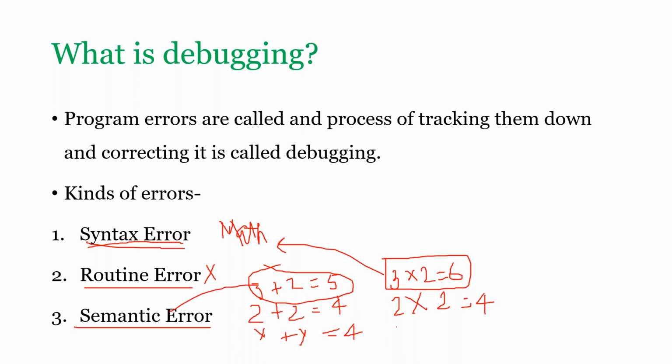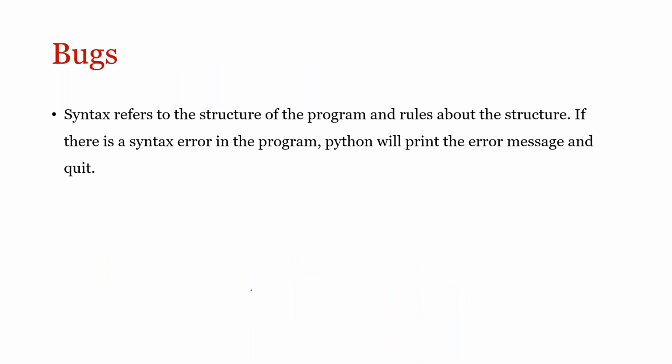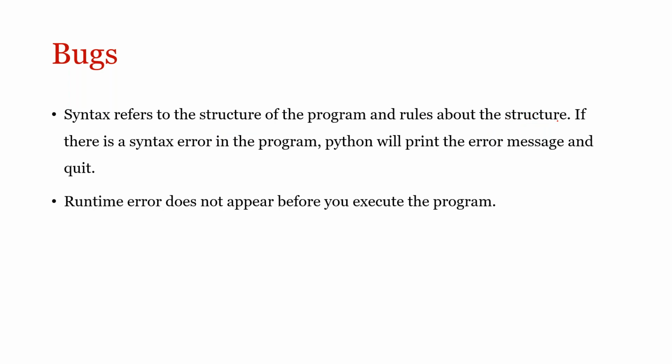Those kinds of errors are called semantic errors. That means you did not get what you wanted to get. So that's all. I have written the definition of all these kinds of errors here. Syntax error refers to the structure of the program and the rules about the structure. These are basically the rules of any language. You should not violate those rules. If you violate them, Python will stop execution of the program right there and will give you the kind of error that you might have committed.